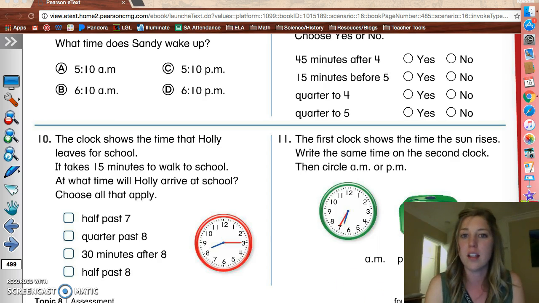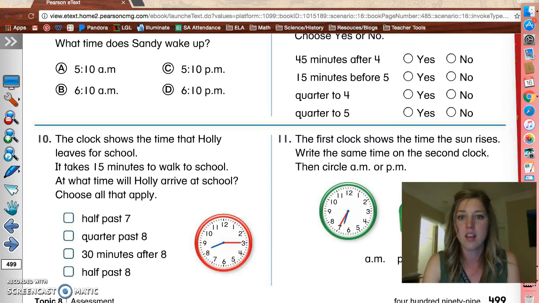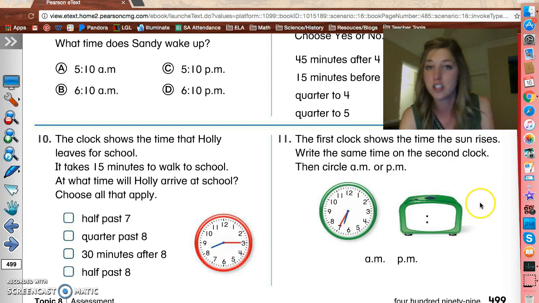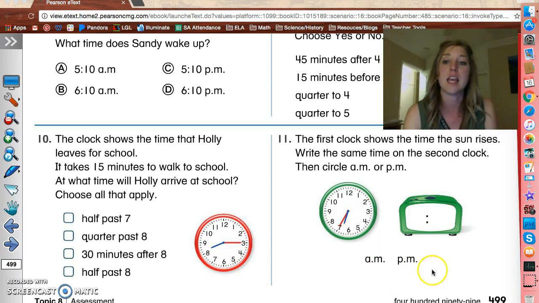And then number 11. The first clock shows the time the sun rises. Write the same time on the second clock. Then circle AM or PM. So there's 2 parts to this, don't forget. You need to write this time that's on your analog clock on the digital clock, and then circle if that's AM or PM. So pay attention to your clues in here.